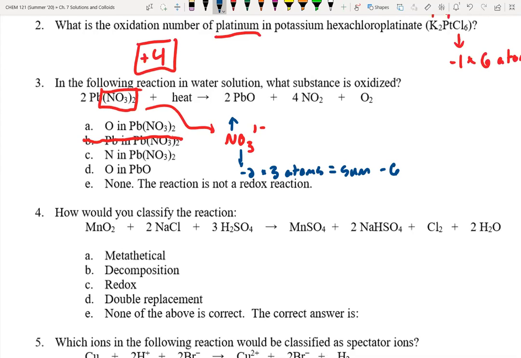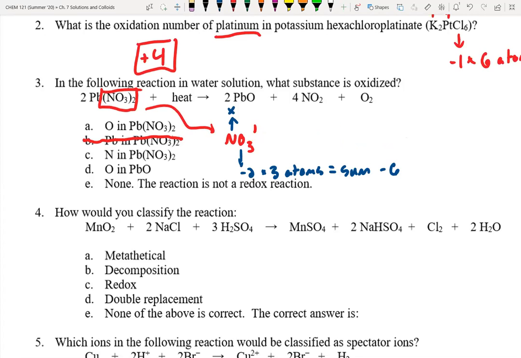What do you think? This one's a little tricky. +4? Close. So in this case, let's think about it this way. I'm just going to call this x as my variable. So x plus the sum that we just found, -6, is going to be equal to the charge, which we said is -1. So knowing that, what would it be? +5. +5, exactly.